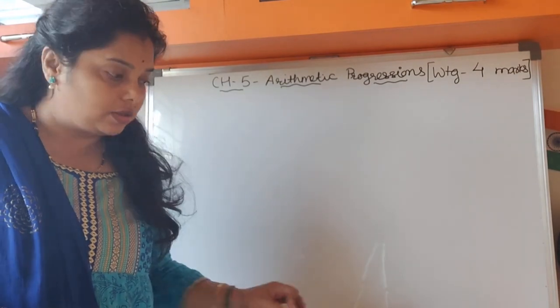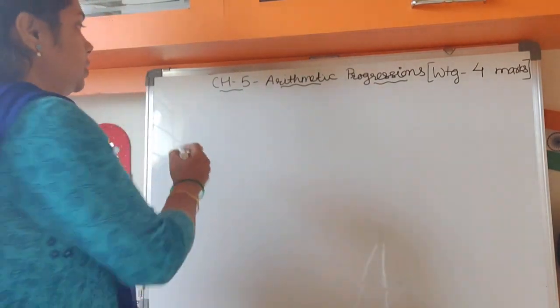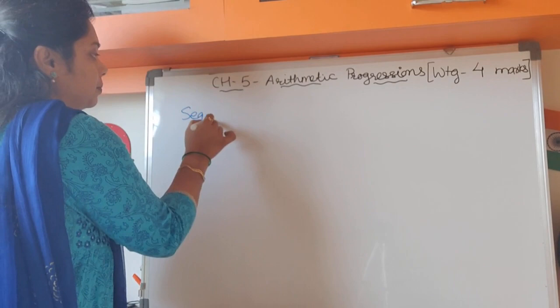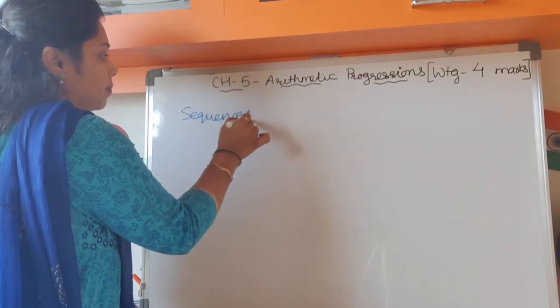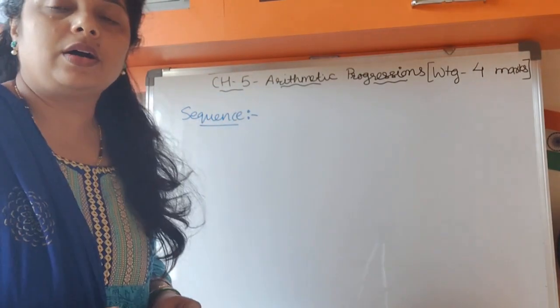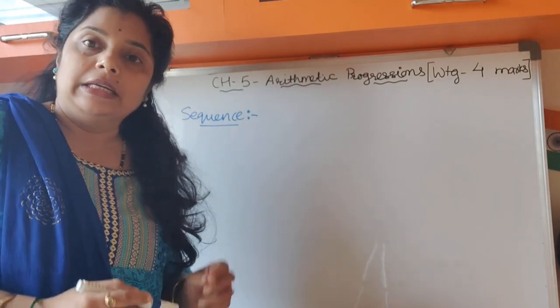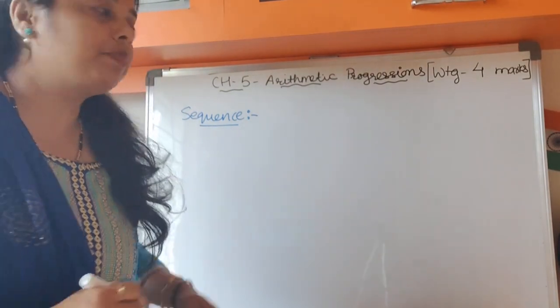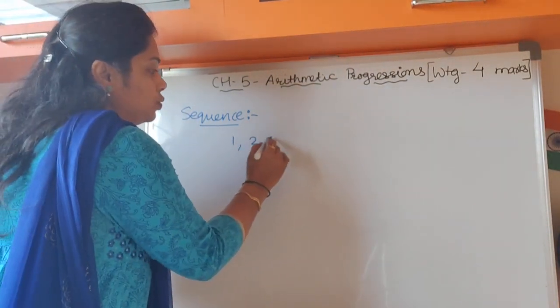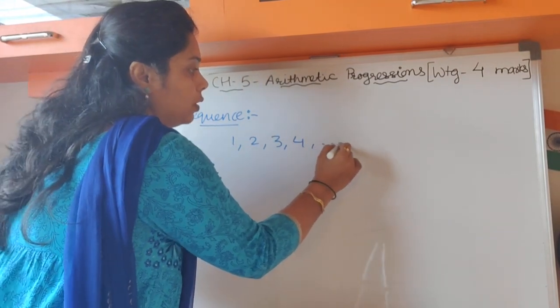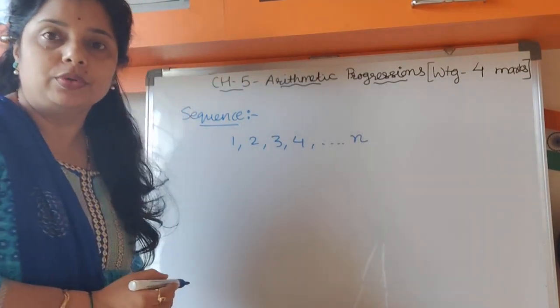Okay, so in maths, what is a sequence? A sequence, you can say, in maths is an ordered list of numbers. For example, if I write here 1, 2, 3, 4 up to n.